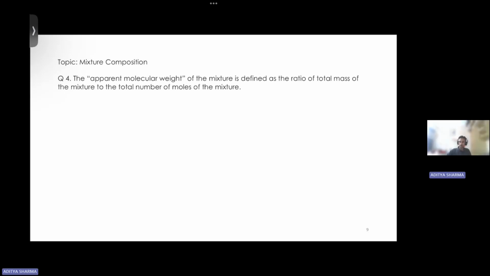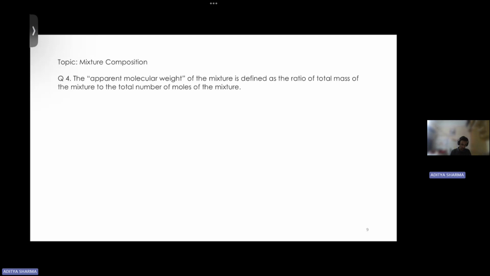Okay, so we can start with the remaining session. We have another 1 hour or 55 minutes of the session. So the next question is question number four.